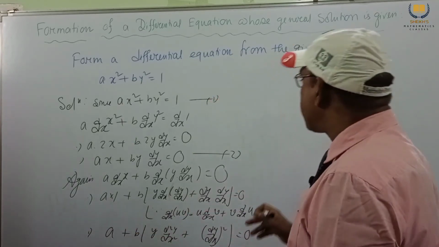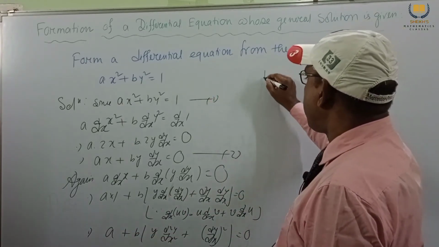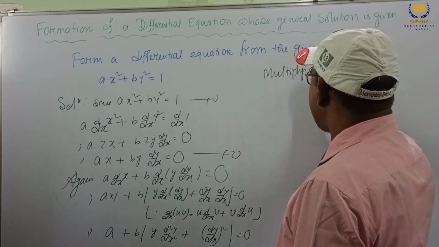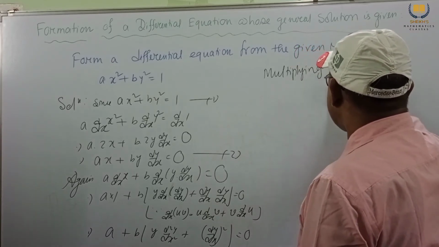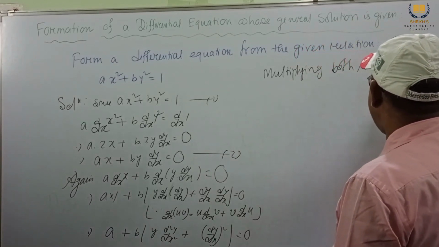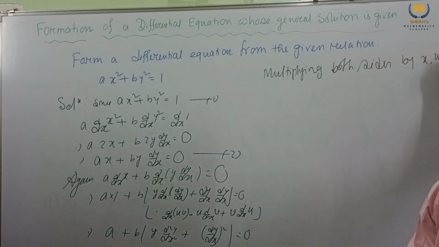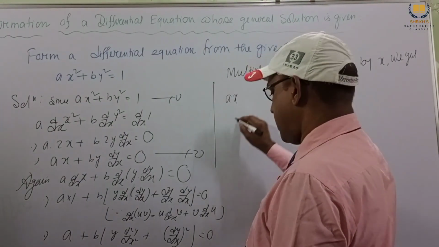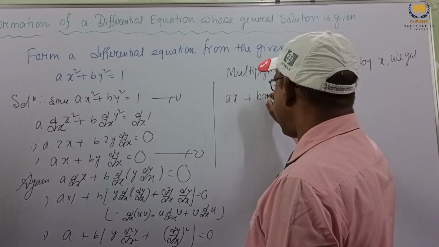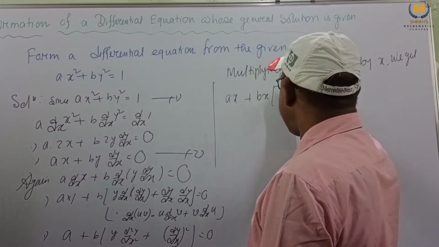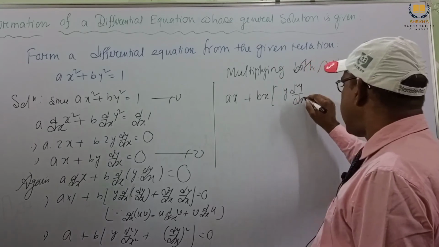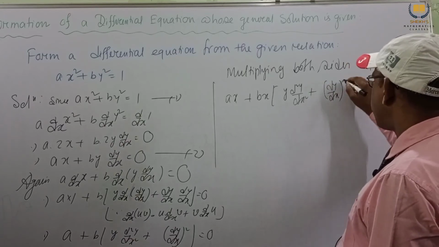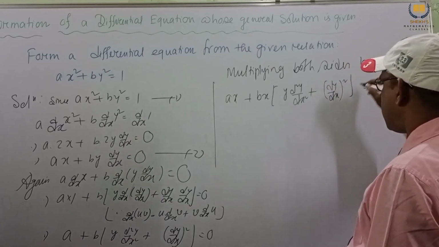Now we multiply both sides by x, we get ax plus bx times y d square y dx square plus dy dx whole square equal to 0.